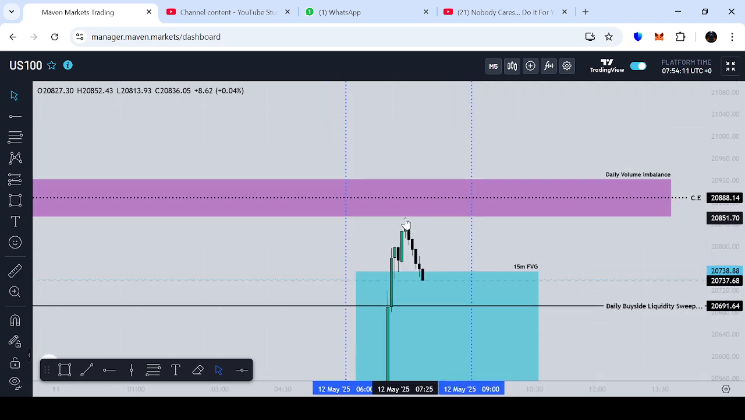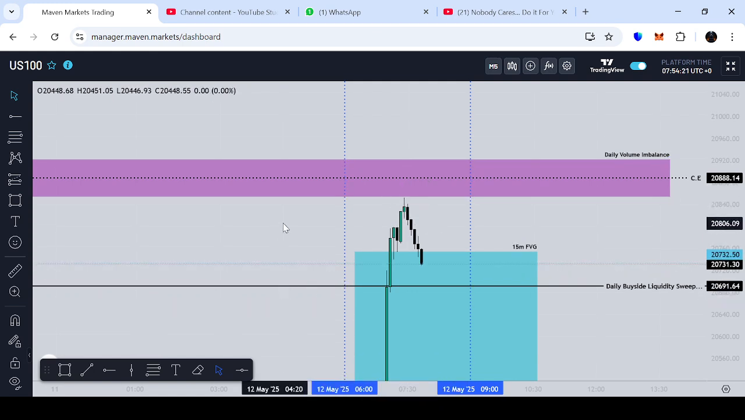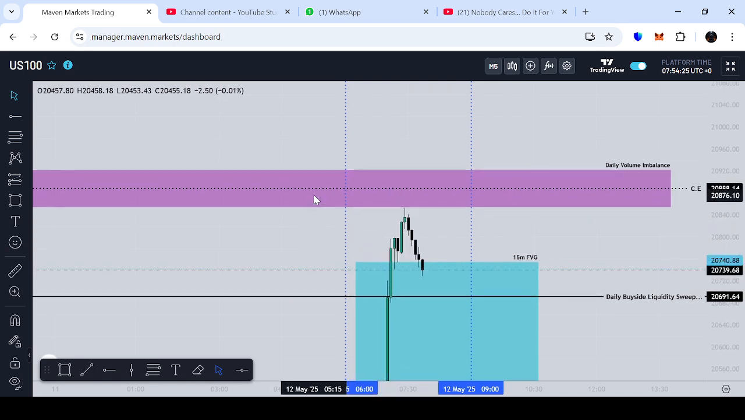Closing at the high of the daily volume imbalance, acting as a premium level. It's a premium level. After a liquidity sweep, run to a premium. This is a consequent encroachment. Let's see price deliver the consequent encroachment here.